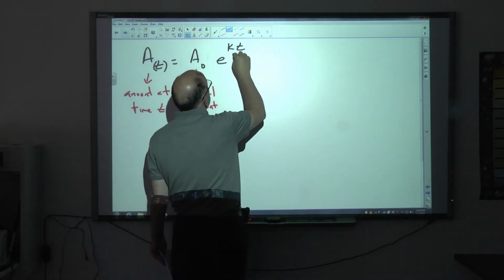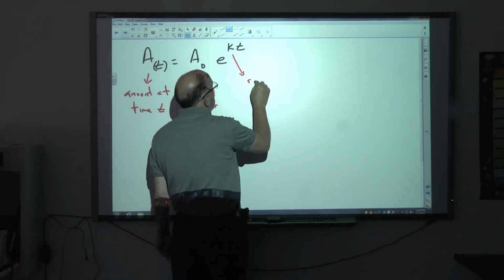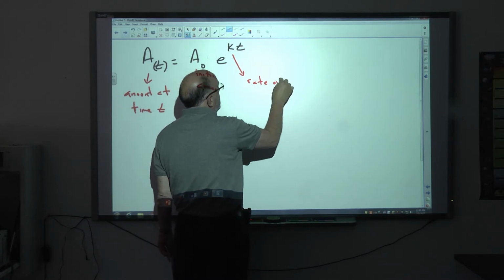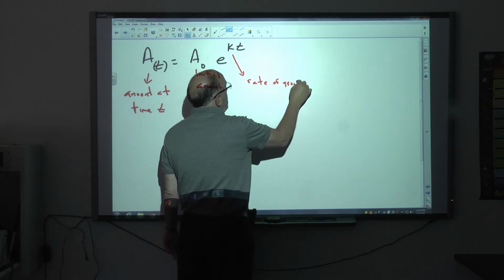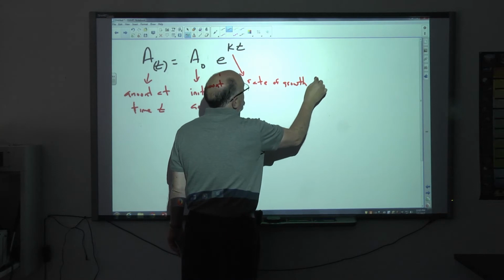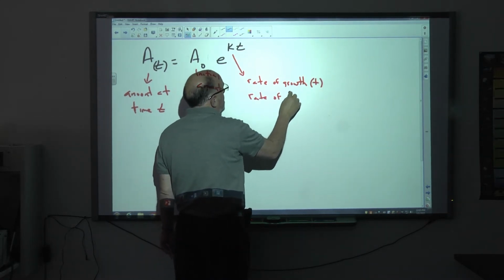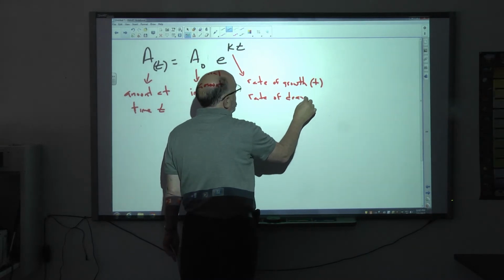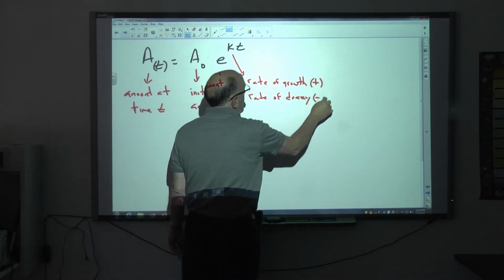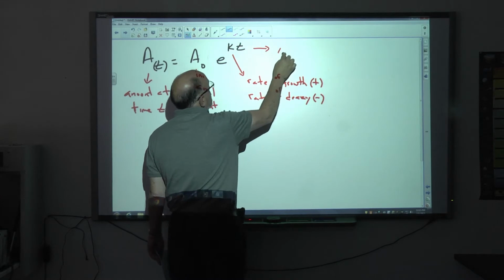K is the rate of growth, which would then be a positive number, and if we're talking about rate of decay, this would be a negative number. And then t is the time.